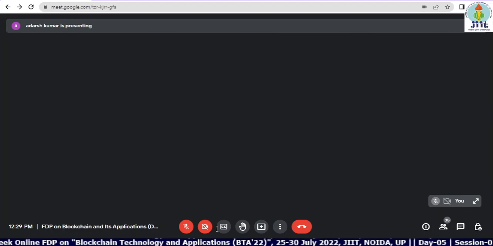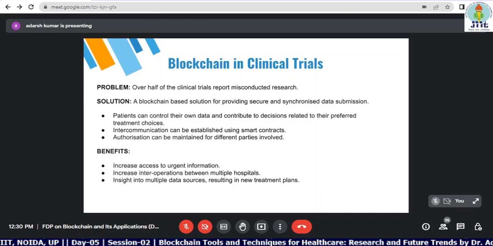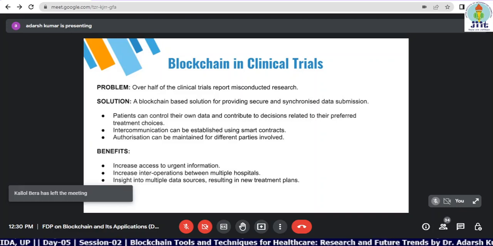So intercommunication can be established using smart contracts. Many of the speakers have already talked about smart contracts: how to create them, what different accounts and free accounts are available, how you can get coins from MetaMask, Infura, and other platforms, how you can exchange them, and how you can write the rules and regulation functions, do inheritance, polymorphism, and other object-oriented concepts in smart contracts. That way, intercommunication can be easily established nowadays.